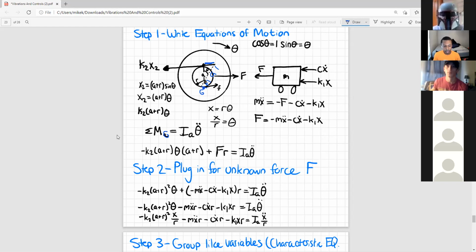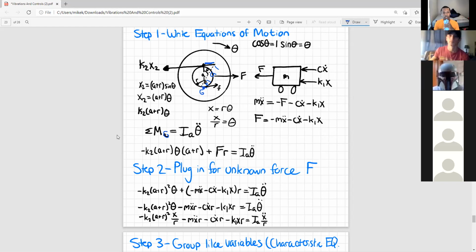Thanks. Real quick, what happens to the sine there? X2 equals A plus R sine theta. I missed that, sorry. Small angle assumption: cosine theta equals 1, sine theta equals theta. Okay. All right, thanks.